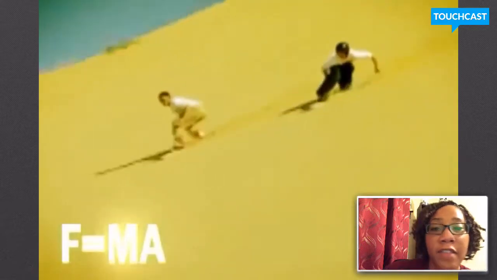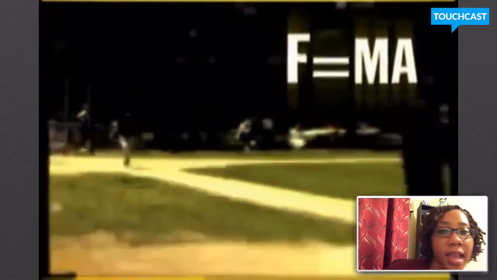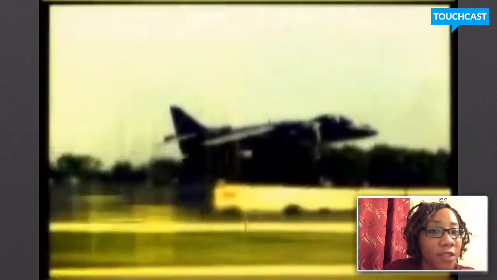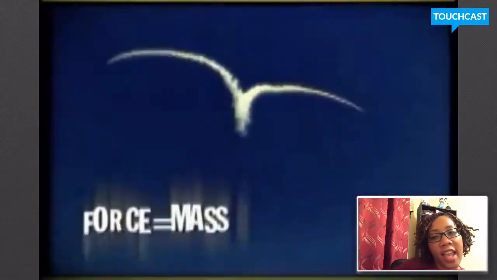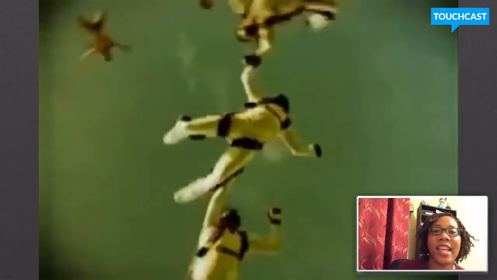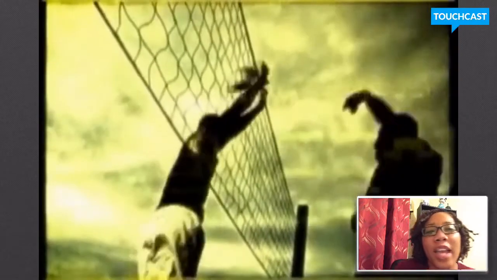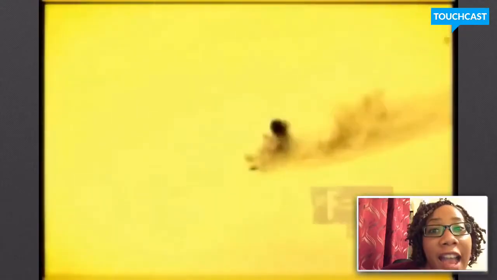F equals M-A, F equals M-A, F equals M-A. Now that's the abbreviation. F equals M-A, F equals M-A, F equals M-A. Force equals mass times acceleration. Force equals mass times acceleration. Acceleration. Force equals mass times acceleration. Acceleration. F equals ma. F equals ma. F equals ma. F equals ma.